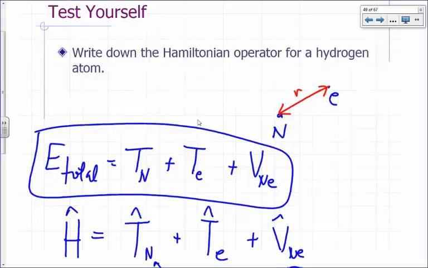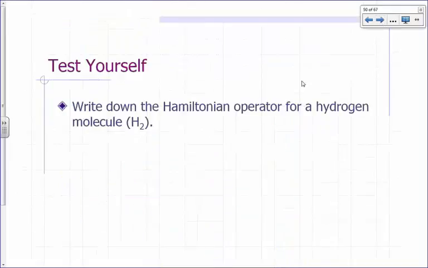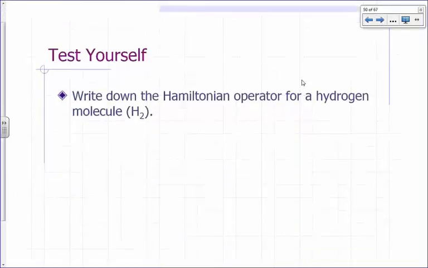For one that has multiple electrons, you just have to keep putting in extra T's and extra V's. I think that's the next example. Okay, the hydrogen molecule. That was your question, which was what I was trying to ask earlier.